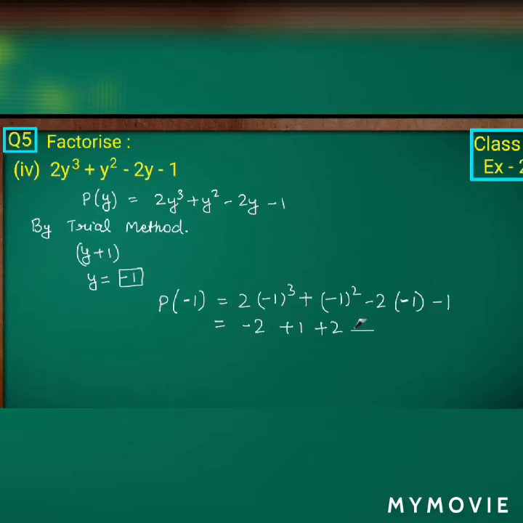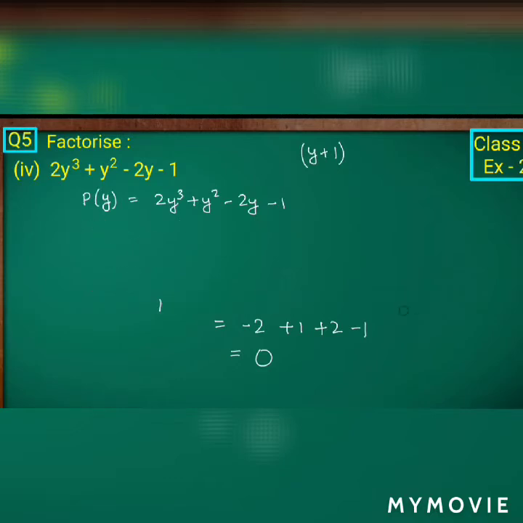minus 1. If you observe, minus 1 plus 2 will get cancelled, plus 1 minus 2 will get cancelled, or else minus 2 minus 1 is minus 3, plus 1 plus 2 is plus 3. However you take it, we get 0, isn't it? So we got p of minus 1 equals 0. Therefore I can say y plus 1 is a factor of g of x.